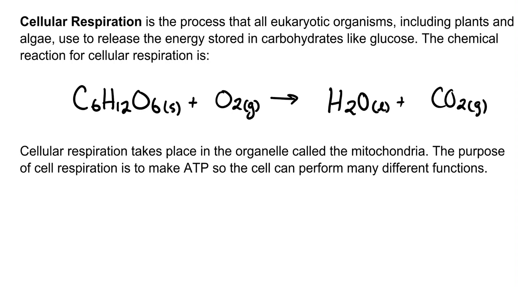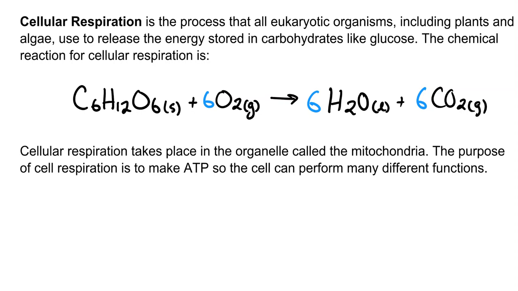So again, we're going to look at this. Well, C6, so C6H12, so 6 times 2 is 12. And then we've got 6 and 12 is 18, so we need 6 times 12. There we go. So this is a completely balanced chemical reaction. But it doesn't describe the complete picture. Cell respiration takes place in an organelle called the mitochondria.